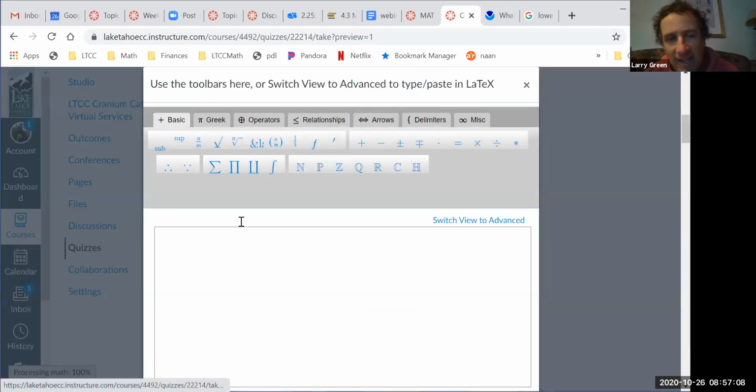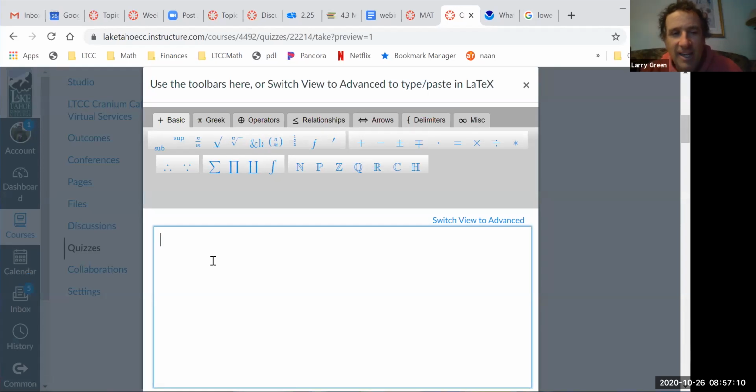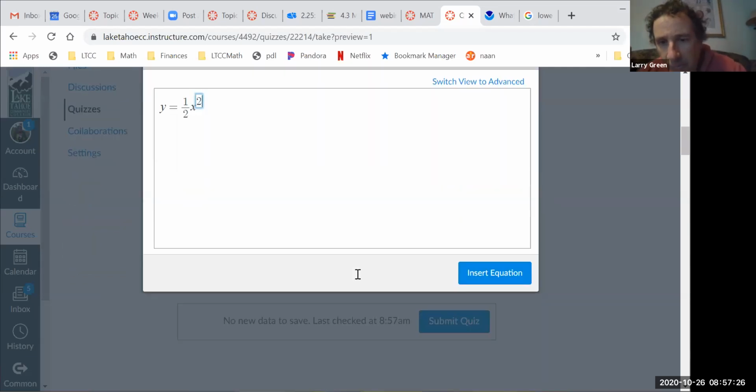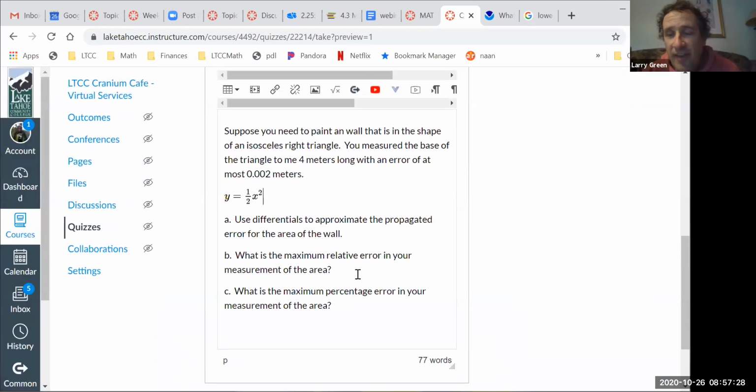I'm going to call the base X because it feels more mathematical. So area, which I'll call Y, equals 1/2 X squared. That was the first step. And again, you are responsible for knowing the very basics of geometry, which is that the area of a right triangle is 1/2 the base times the height, and isosceles means base and height are equal.